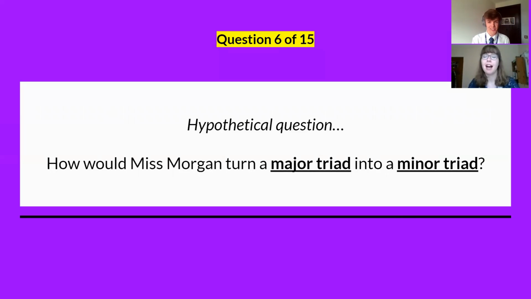Question number 6, a hypothetical question. How would I, Miss Morgan, turn a major triad into a minor triad? So I'm probably going to be only changing one note. That's a bit of a hint. So how could I turn a major chord into a minor chord?